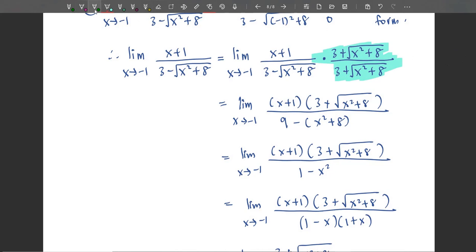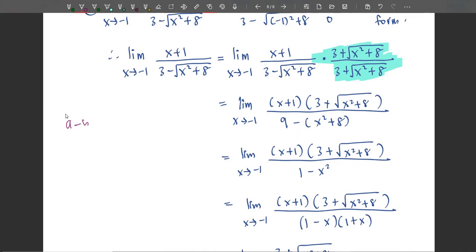Next, expand the denominator or numerator. We need to expand the denominator. Why? Because the radical is in the denominator. For the numerator part, we just need to rewrite each term in brackets. So right now, x plus 1 in brackets again, 3 plus root of x squared plus 8. And here, expand. 3 to the power of 2 is 9.